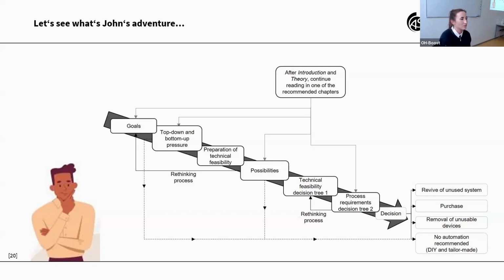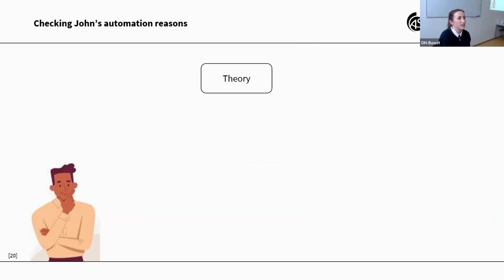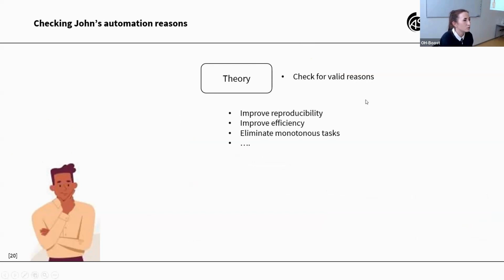So what does John want? John wants to automate the ELISA process. So let's go with John on his adventure and start with the theory part. In theory, we have to check if our reasons for automation are valid, because there are good reasons for automation. For example, the improvement of reproducibility, improvement of efficiency, or the elimination of monotonous tasks. These are good reasons, and then we can continue with the chapter goals.